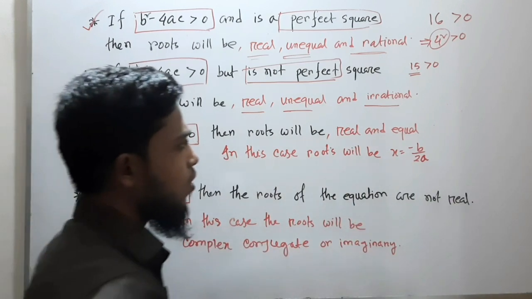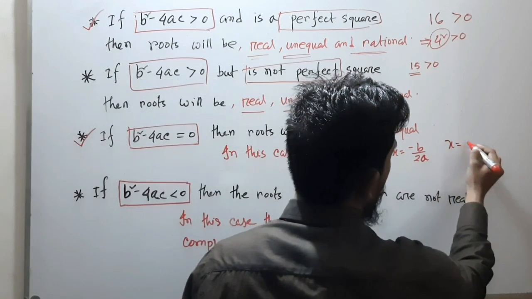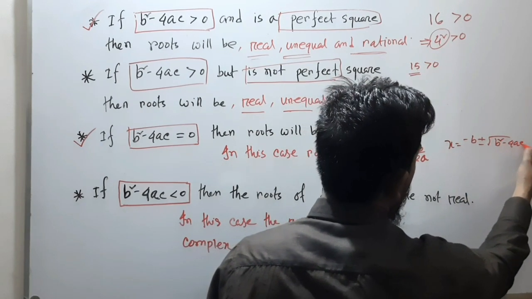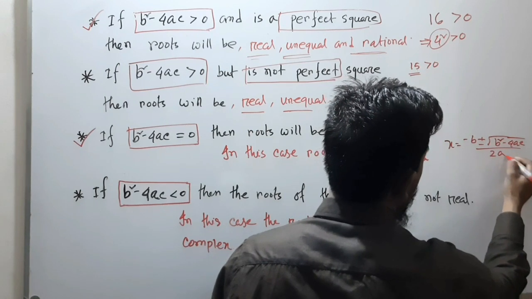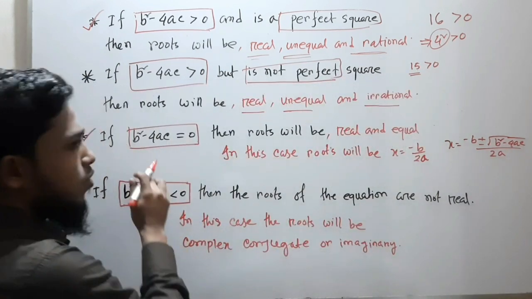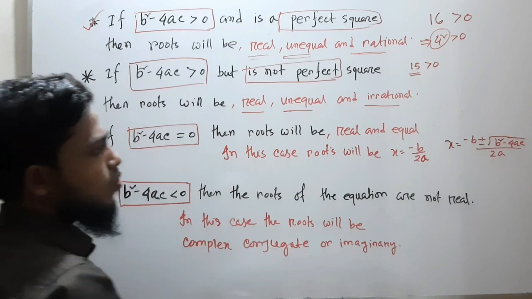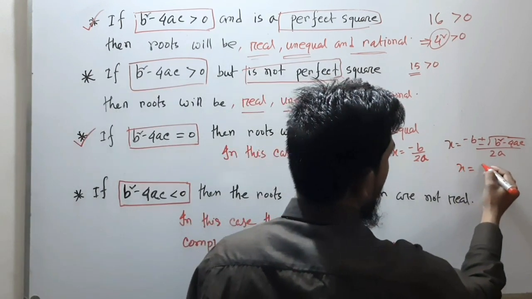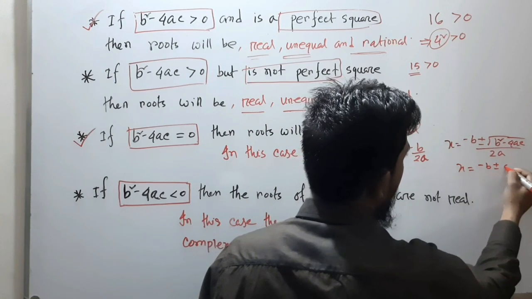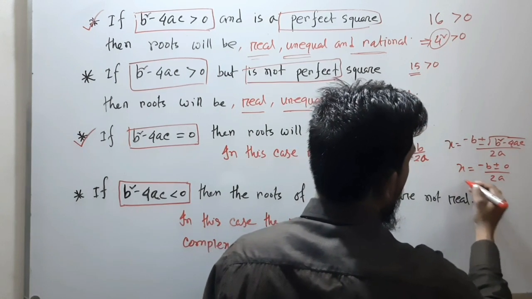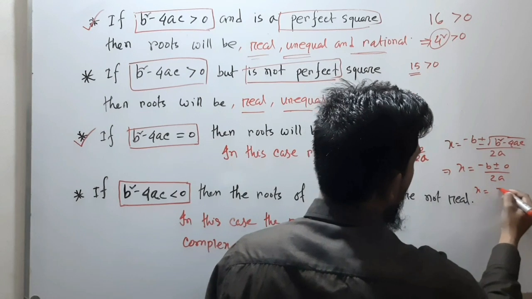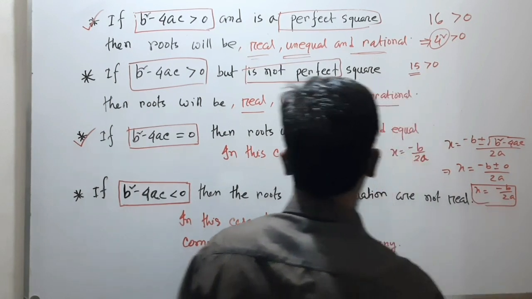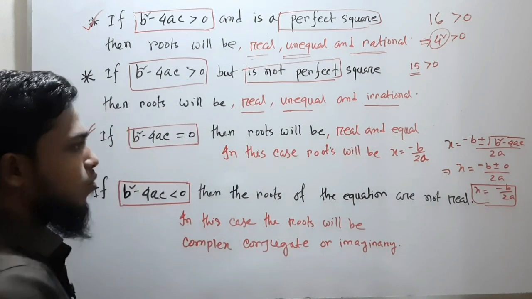Dear student, look at our main solution: x is equal to minus b plus minus root over b square minus 4ac divided by twice a. If we put the value of b square minus 4ac equal to 0 in this solution, then we can write x is equal to minus b plus minus 0 divided by twice a. So x is equal to minus b by twice a. This is our third condition.